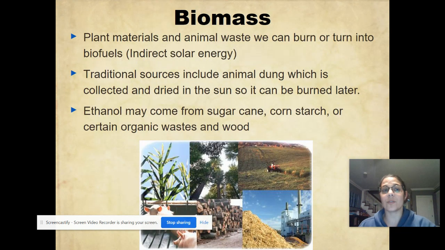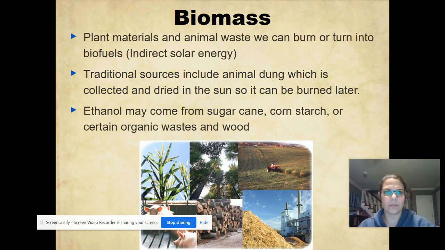Then there's biomass, which is plant material and animal waste. So animal poop collected and dried in the sun. And then you have ethanol, which can be made from sugarcane, corn, or different organic wastes and wood. What we do is you ferment it, and it's basically made into an alcohol. Ethanol is an alcohol base, not the alcohol you drink. Not that any of you drink.